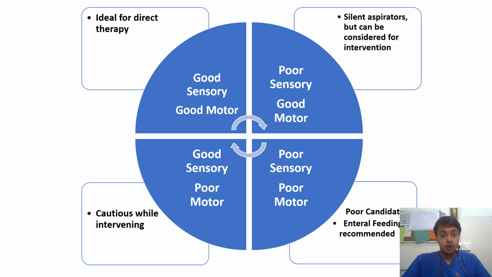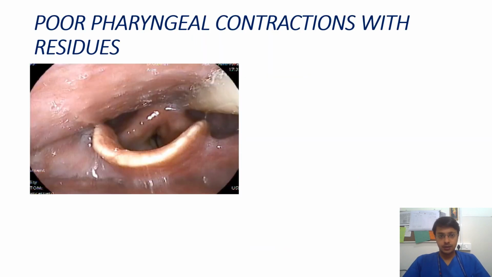Whereas patients with good sensory and poor motor control tend to have weak swallowing movements but a good cough reflex. We have to be cautious while intervening because they will have a lot of residues and they have to be managed accordingly. But a patient with poor sensory and poor motor control is a poor candidate for swallowing therapy, and enteral feeding should be continued in such scenarios.